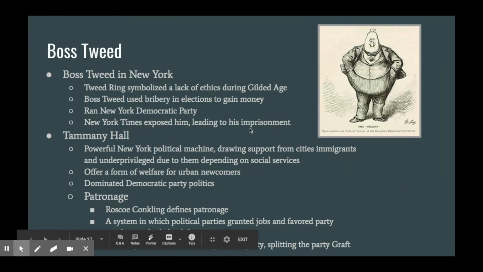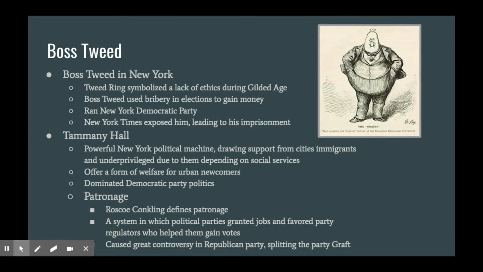Boss Tweed. William Boss Tweed in New York. The Tweed Ring symbolized the lack of ethics during the Gilded Age. Boss Tweed used bribery in elections to gain money, and he ran the New York Democratic Party. The New York Times exposed him, which led to his imprisonment. Tammany Hall. A very powerful New York political machine, drawing support from cities, immigrants, and underprivileged due to them depending on social services. They offered a form of welfare for urban newcomers, and they dominated Democratic Party politics.